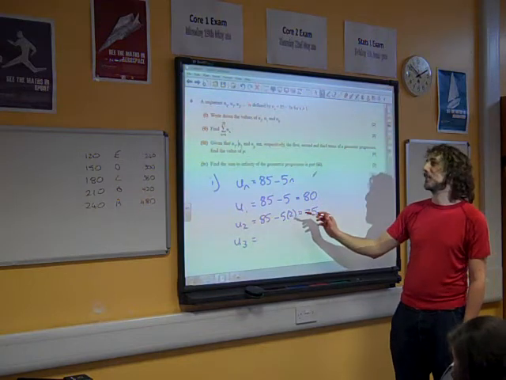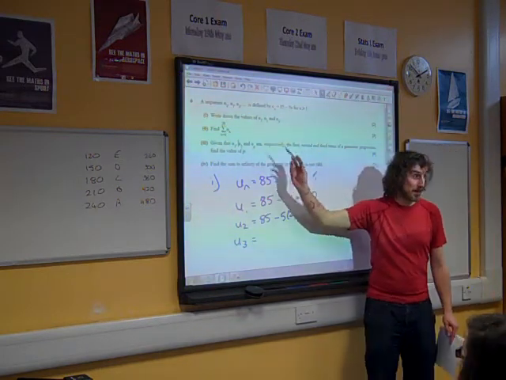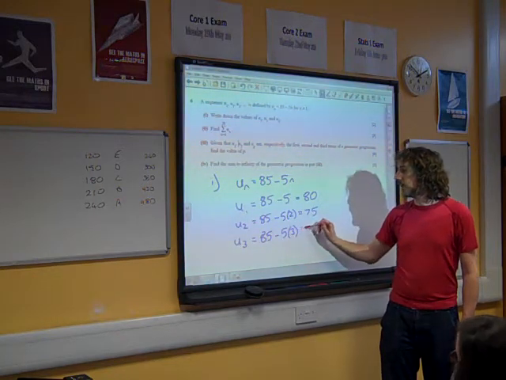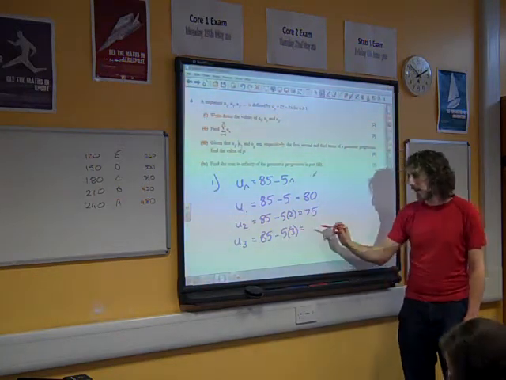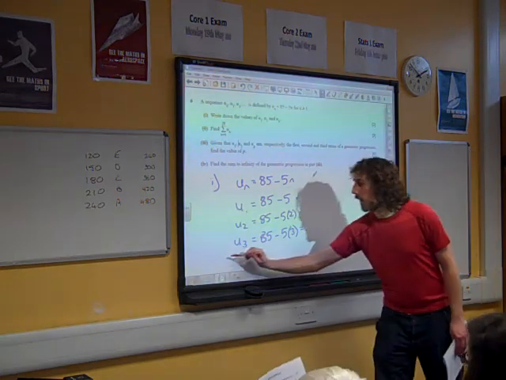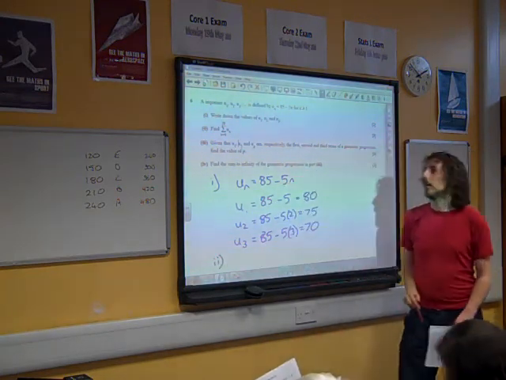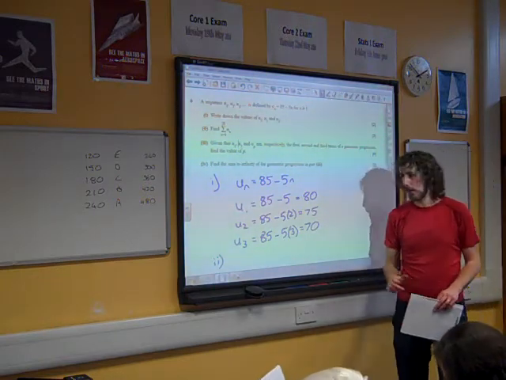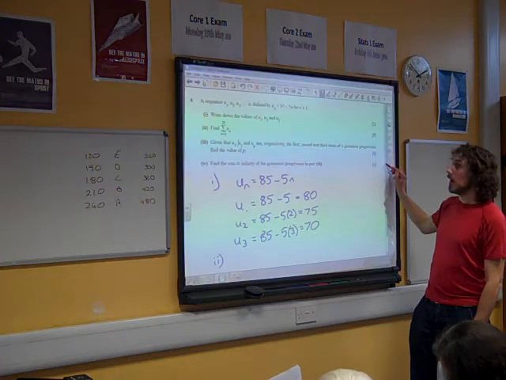Okay, U3 would be 85 minus 5 times 3, so we end up with 70 after that one. Great, so for 2 marks. Which 2 marks isn't very much for doing that, is it? And considering you had to put up with the joke to get there.